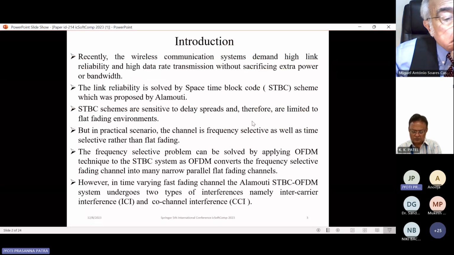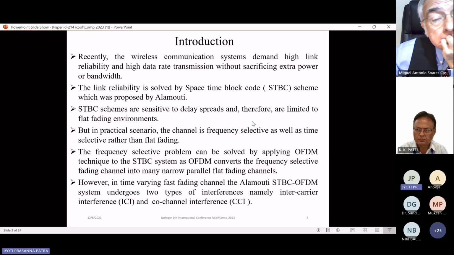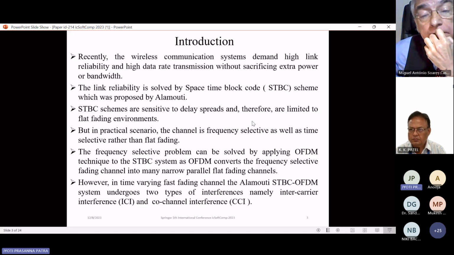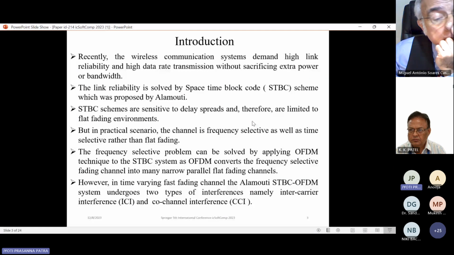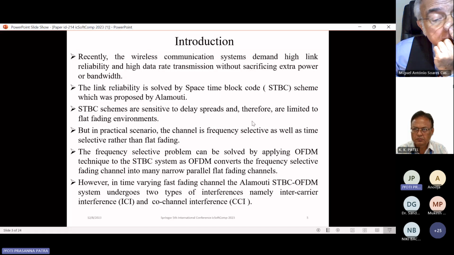First of all, the introduction. Recently, almost all wireless communication demands high link reliability and high data rate without sacrificing extra power and bandwidth. STBC, that is space-time block code, was proposed by Alamouti in 1998. It provides very high link reliability, but it is limited to flat fading channels. However, in practical scenarios, the channel is both frequency selective as well as time selective rather than flat fading.